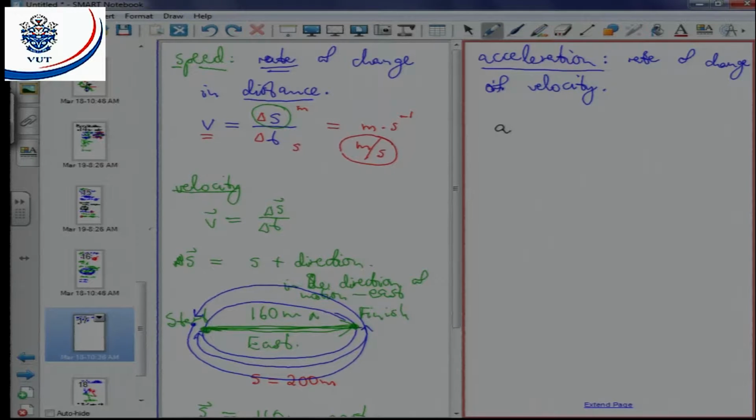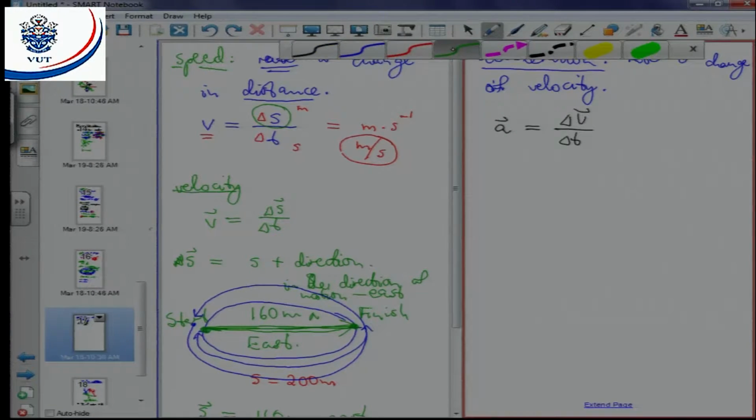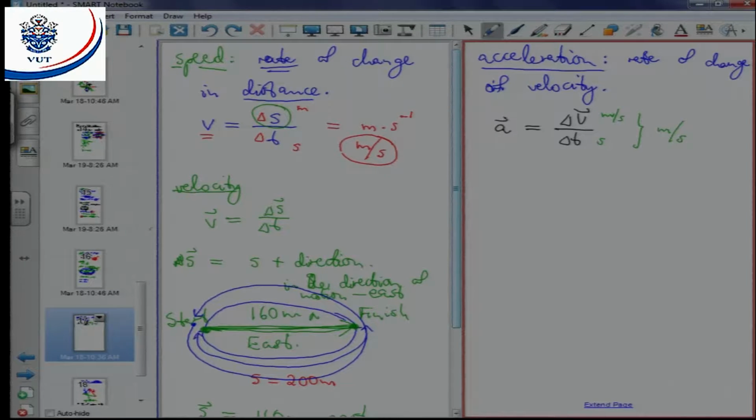We use A for acceleration, it's a vector, so I need the arrow. So A is equal to delta V, which is a vector, over delta T, and you can see V is measured in meters per second and T is in a second. So combining these two, the unit for acceleration is meters per second square, or sometimes it's written as meters times second to the minus 2. Okay, so that's acceleration.